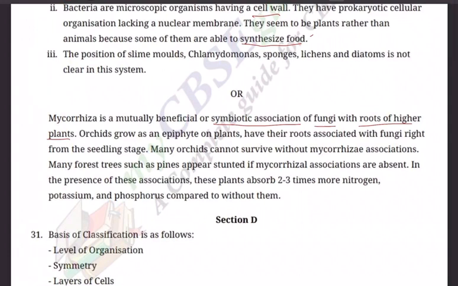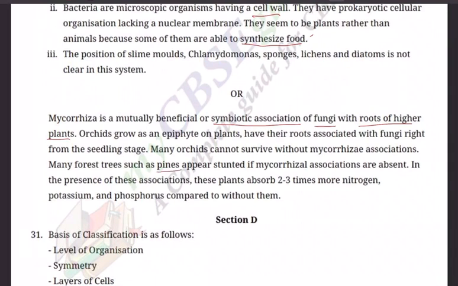Orchids, which grow as epiphytes on plants, have their roots associated with fungi right from the seedling stage. Many orchids cannot survive without mycorrhizal associations.